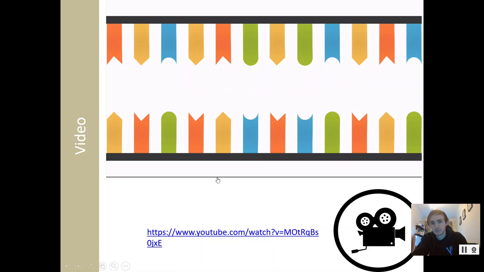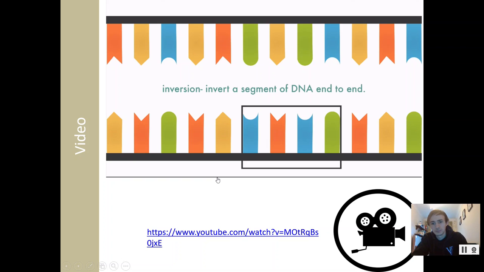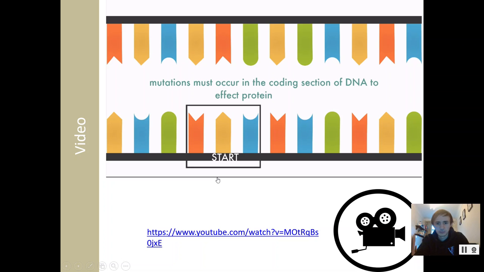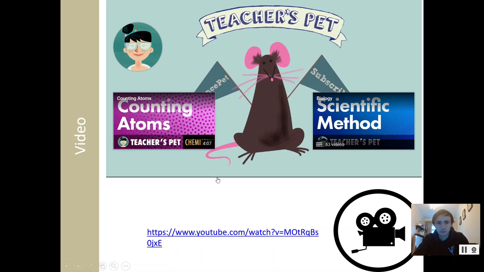Lastly, an inversion will invert a segment of DNA end to end. Watch this section closely. Each base has been moved around. Again, these mutations have the potential to be harmful, but not all mutations have an effect on protein. Remember, during translation, a start codon must first be read to begin coding the protein. If the mutation happens before or after the protein coding sequence, there will be no effect on the protein. Mutations must occur in the coding section of DNA to affect protein synthesis. Otherwise, nothing happens. Thanks for watching this episode of Teacher's Pet.